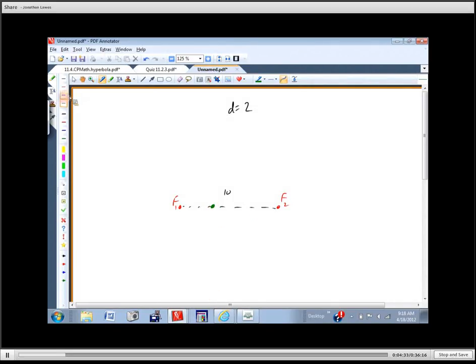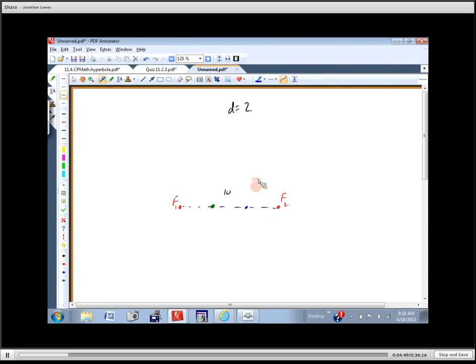Oops, I should have left that one. Isn't there another one over here where this distance would be 4 and this distance would be 6? Isn't there another point that fits that definition? Okay. All right. So, I'm going to come back here.